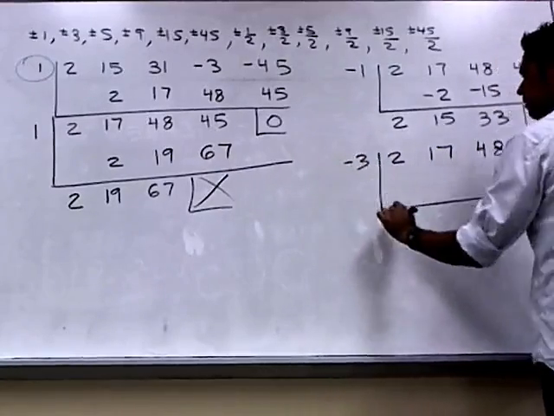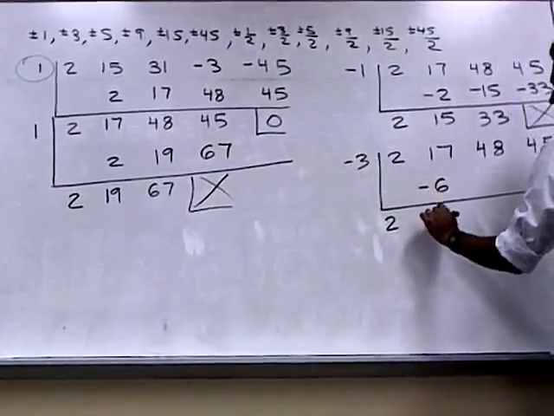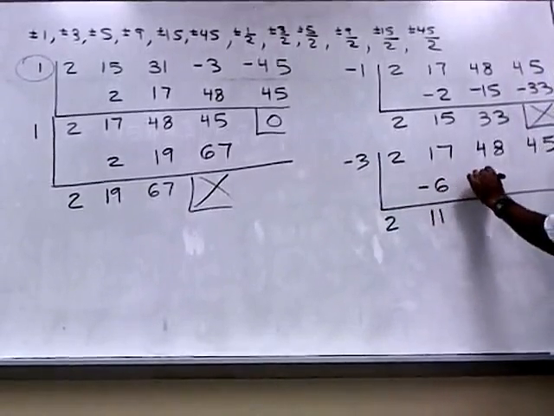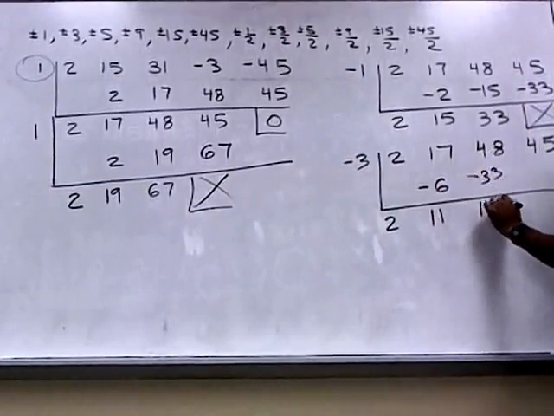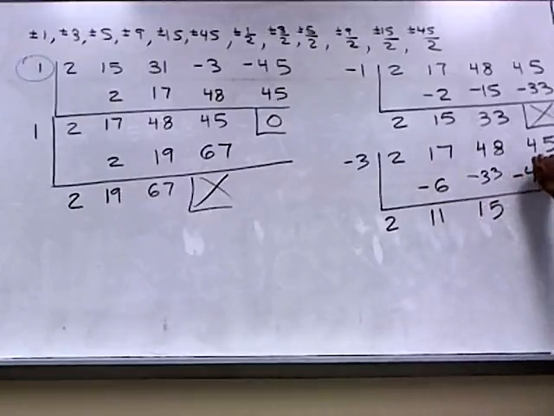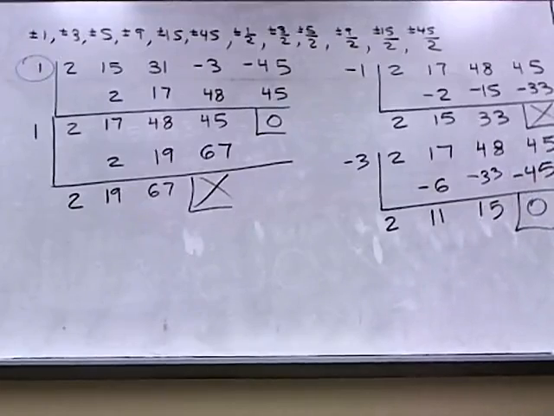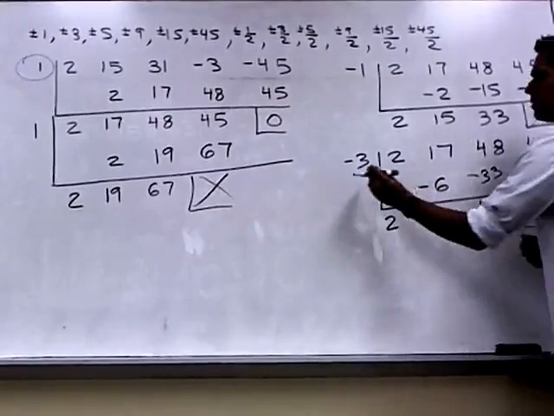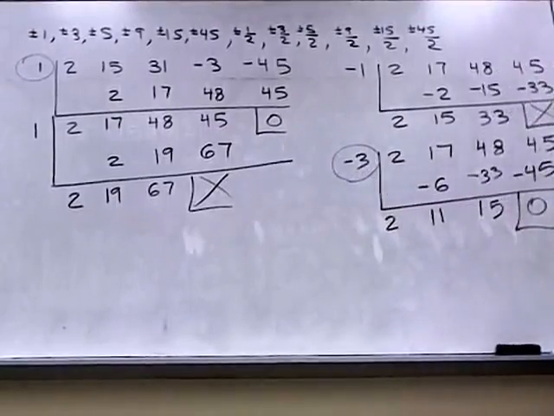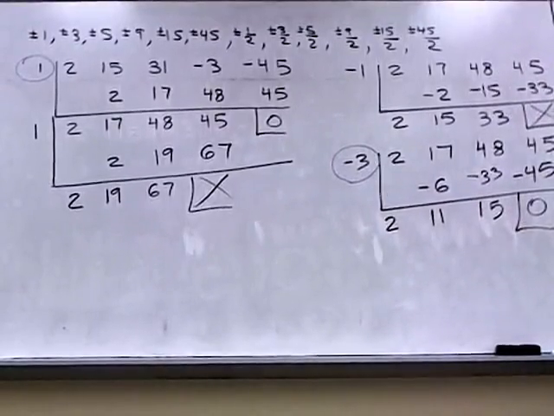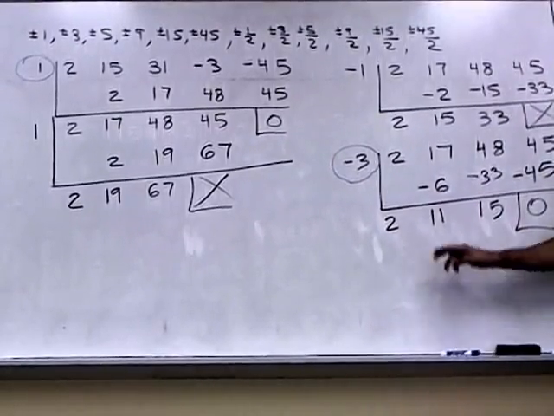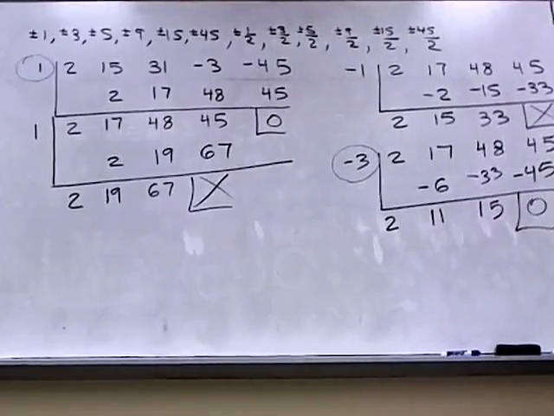So 2 comes down, -6, 11, -33, 15, -45. Yes. So this one did work, right? -3. That's going to create a factor of what? X plus 3. And then you could continue synthetic division, couldn't you?